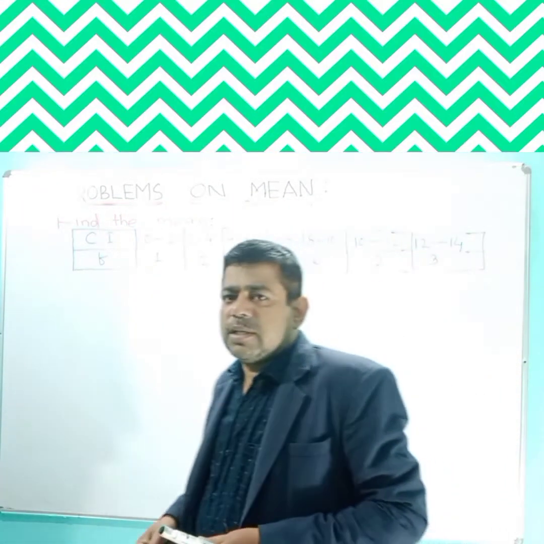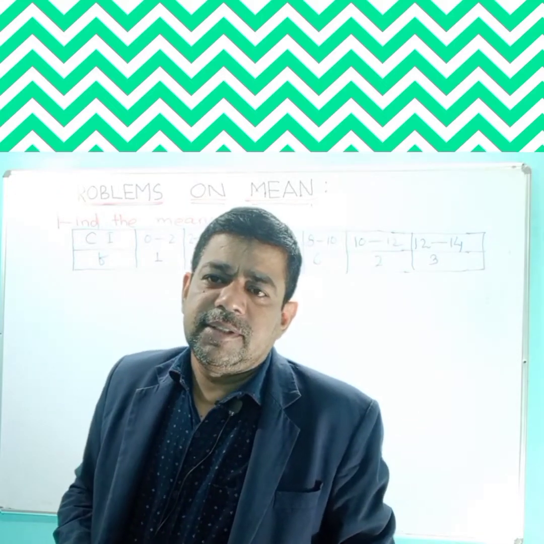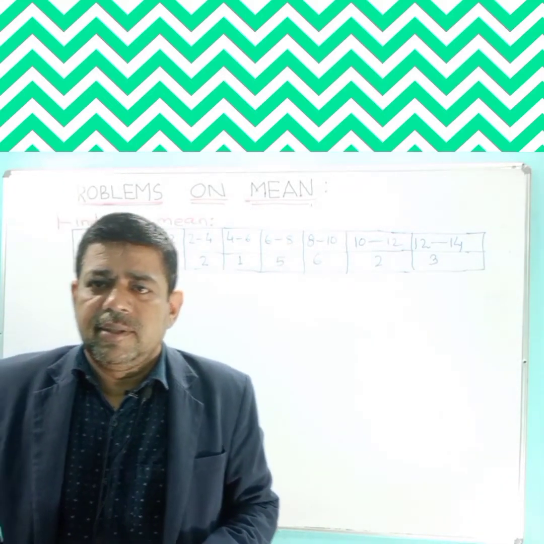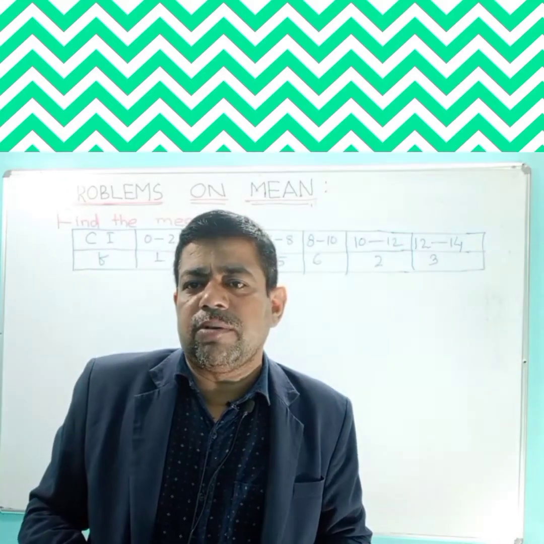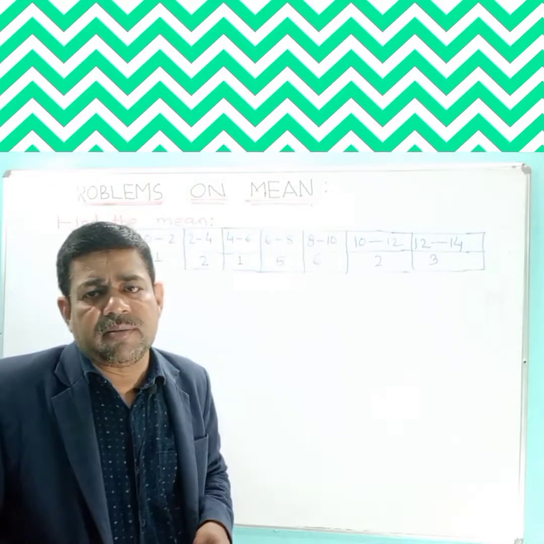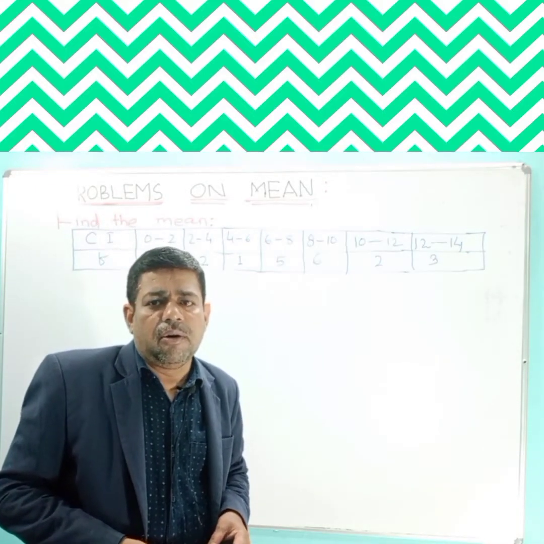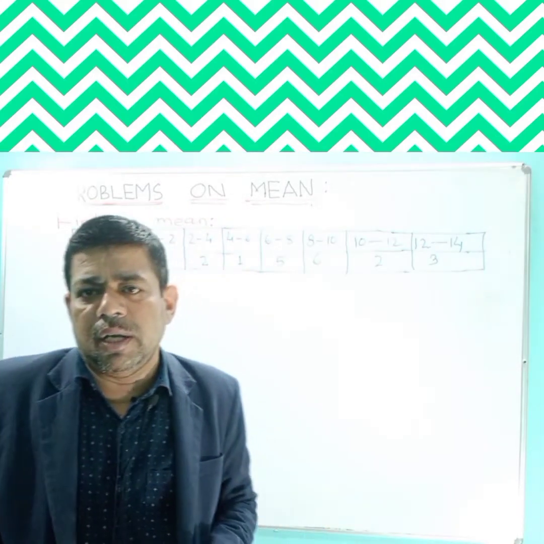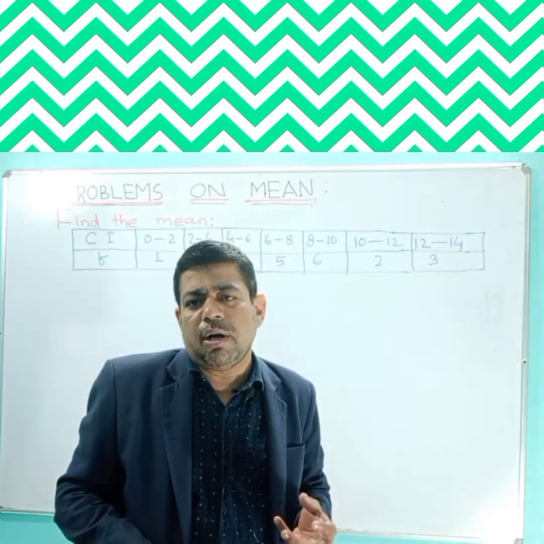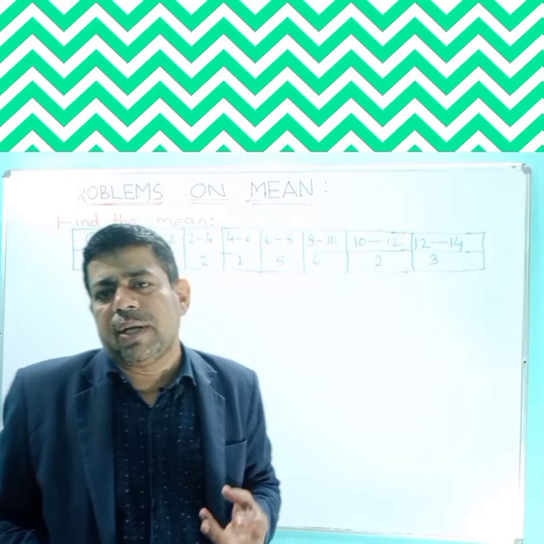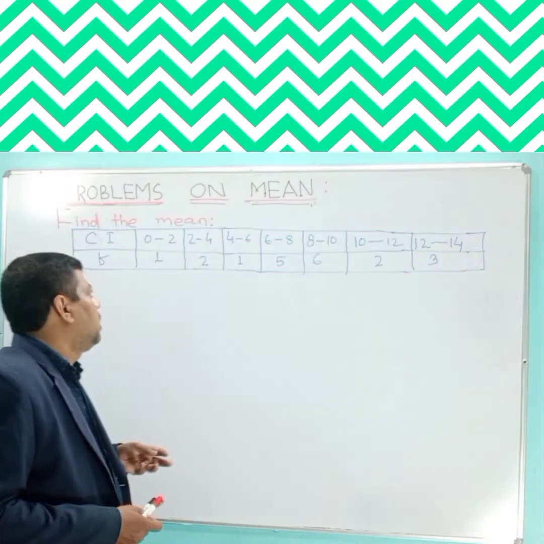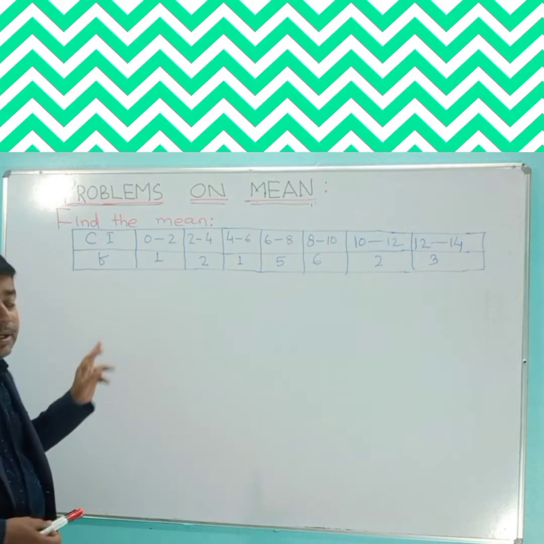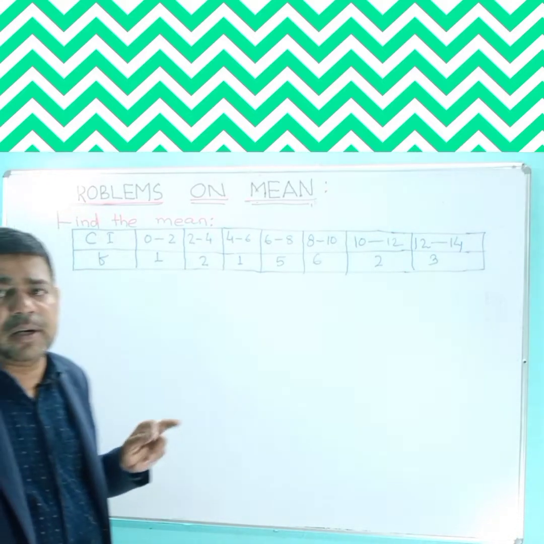Okay, dear students, once again with another class of your chapter statistics, I am going to explain a problem based on mean, how to find the mean of a frequency distribution table. It is one of the simple problems for you. Here the question is given, and the table is given in the form of a horizontal row.